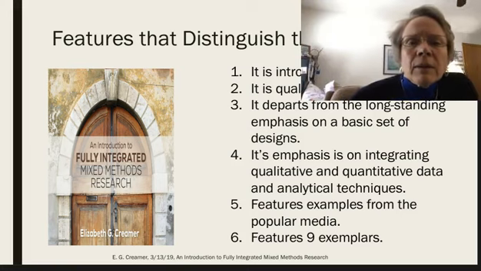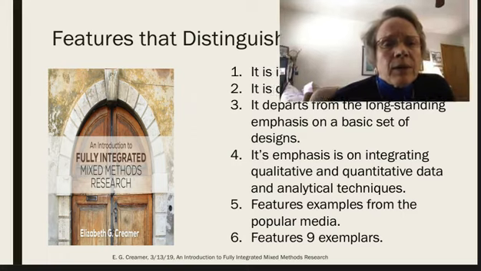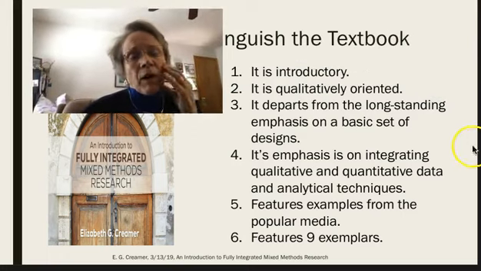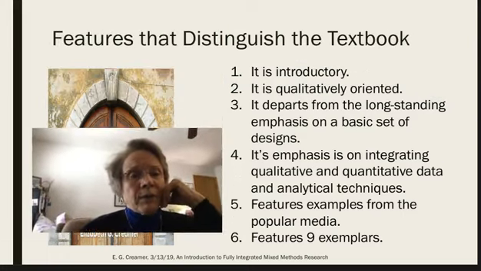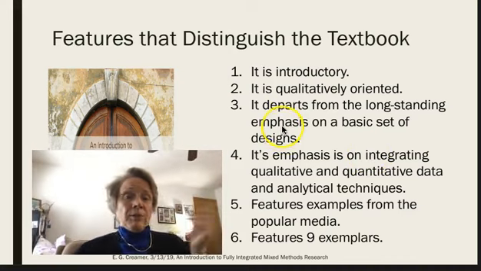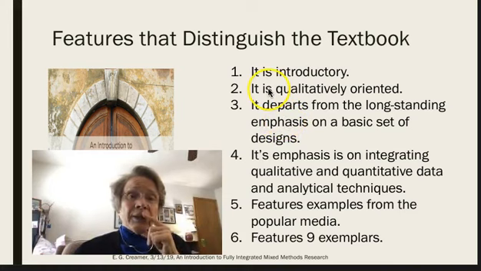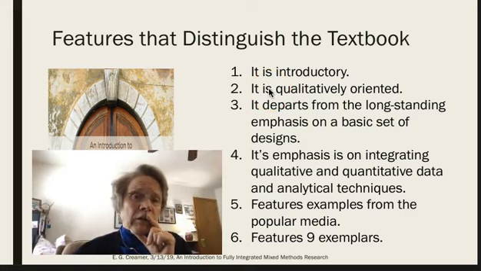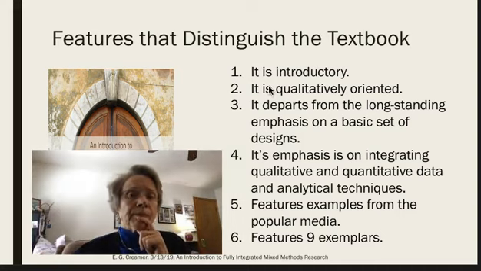Let me talk a little bit about some of the features that distinguish my textbook, and I do this in part because I think it also frames the article. The textbook is meant to be introductory. It is, I believe, the first, other than Greene, that has a very strong qualitative orientation. This is quite different than the Teddlie and Tashakkori textbook, for example.